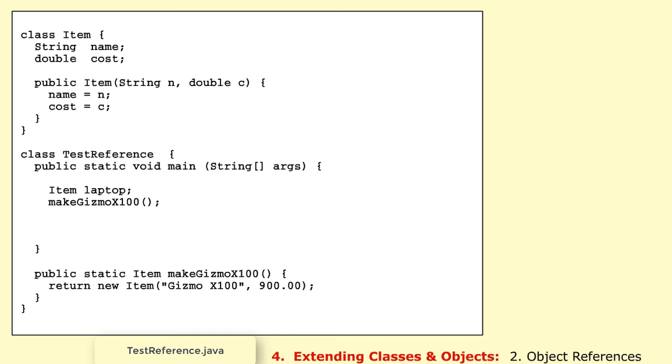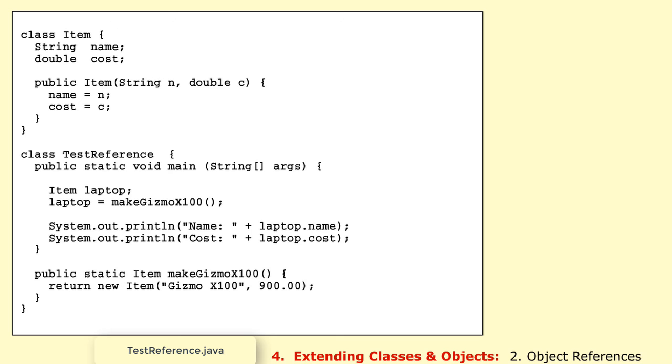To accept the return value, we first declare a reference variable of type item, and then call the method. Now we have a reference to the object created by this method. Let's print the attributes of this newly created object using our reference.